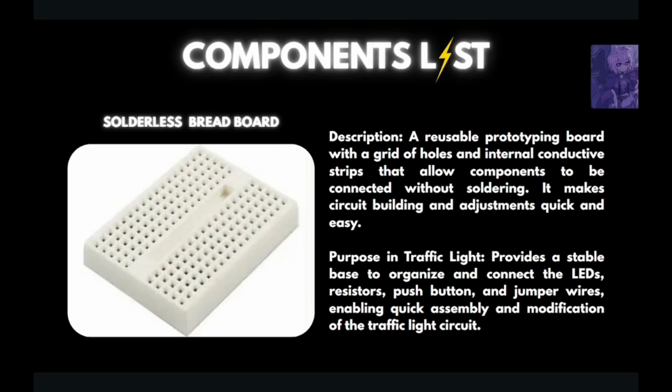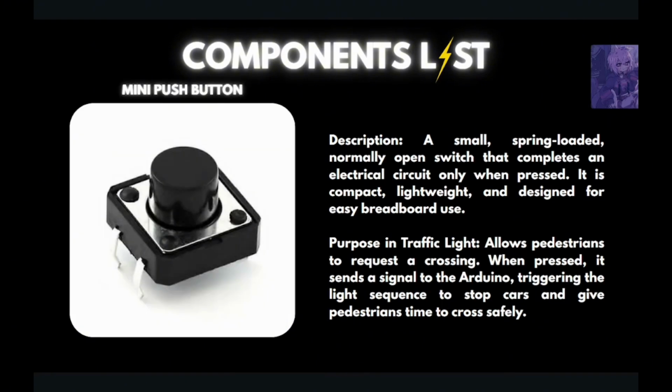Our next one is a breadboard, a reusable prototyping board with grid holes and internal conductive strips that allows components to be connected without soldering. It makes circuit building easy and adjustments quick. It provides a stable base to organize and connect LEDs, resistors, push buttons, and jumper wires, enabling quick assembly and modification of the traffic light circuit with ease.